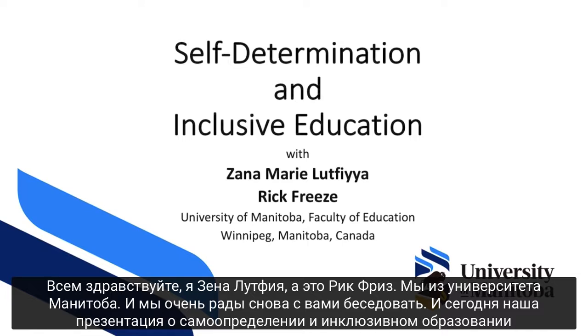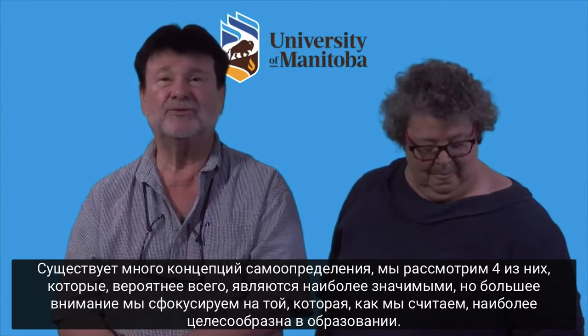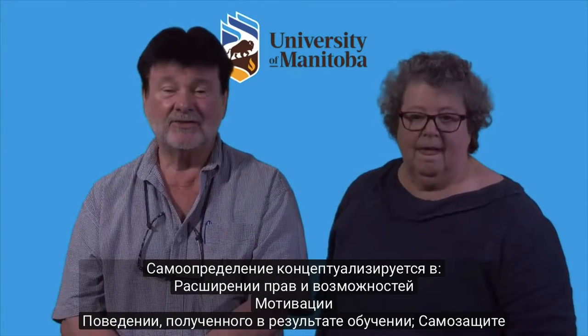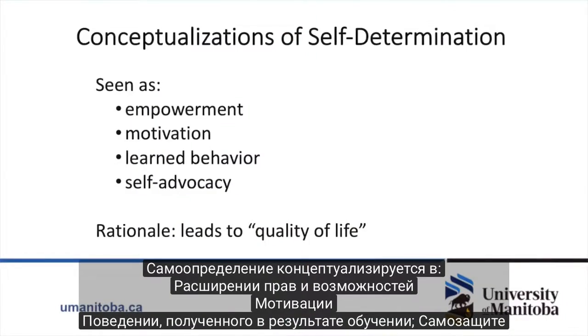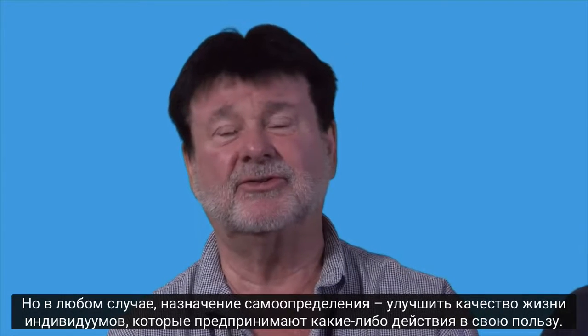And today our presentation is about self-determination and inclusive education. There have been a lot of conceptualizations of self-determination. We're going to look at four of them that are probably the most prominent, and then we're going to focus in on one of them which we think is most relevant to education. So self-determination has been conceptualized as empowerment, as innate motivation, as learned behavior, and as self-advocacy. But in all cases, the rationale for self-determination is to improve the quality of life of the individual who is taking action on their own behalf.